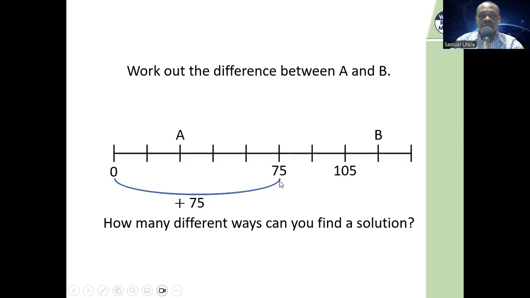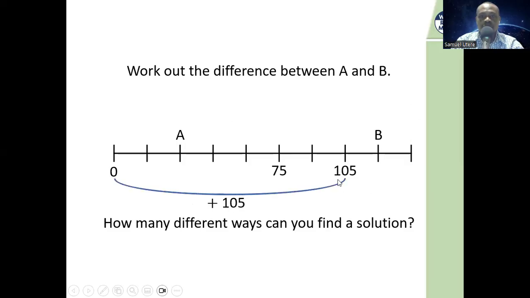Another way is I could say, okay, I have the difference 75 to 0 to be 75. And I have 1, 2, 3, 4, 5. So if I divide 75 by 5, I will get 15. So that also gives me the value of each interval. And then I can use that information to complete my number line. And then again, I can subtract A from B.